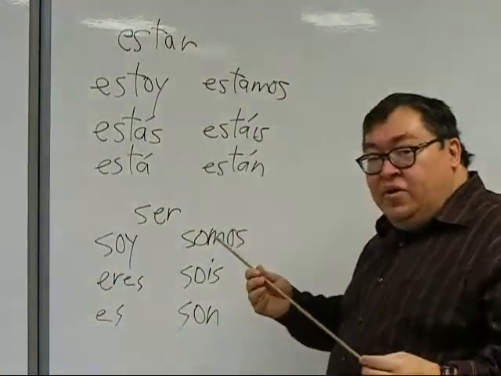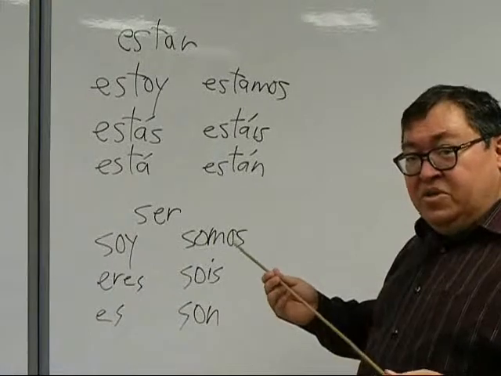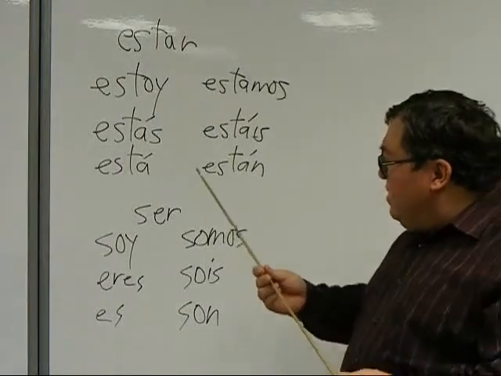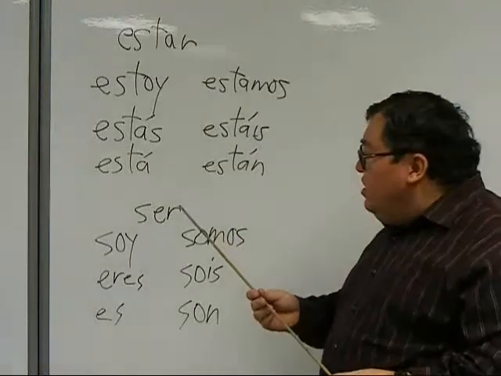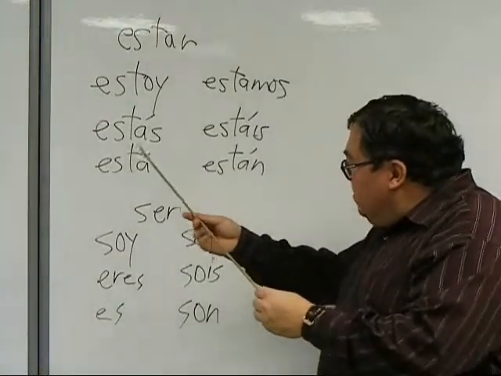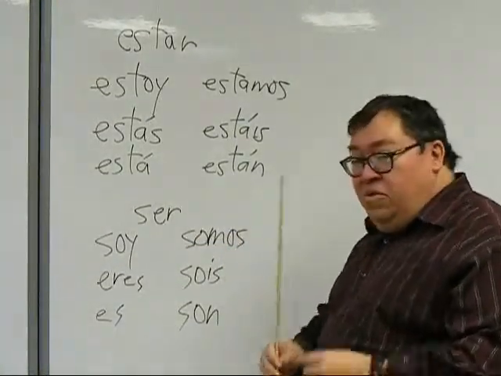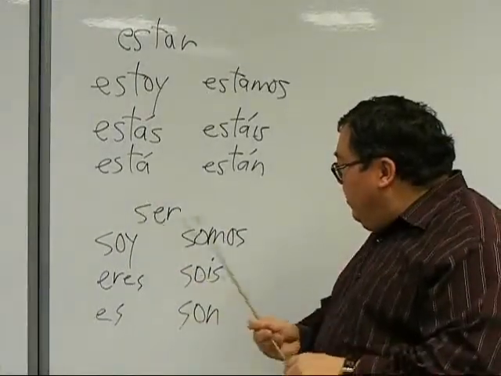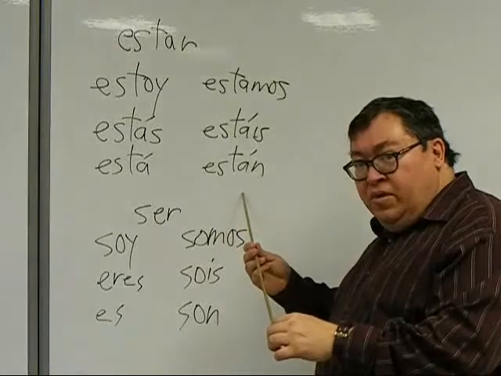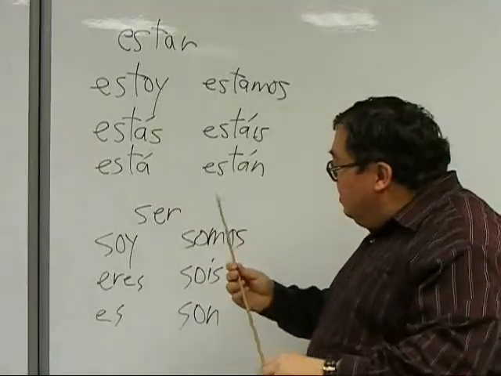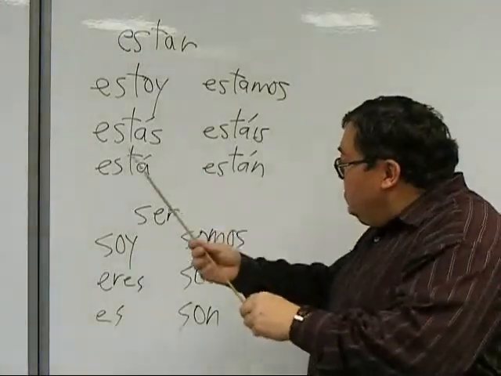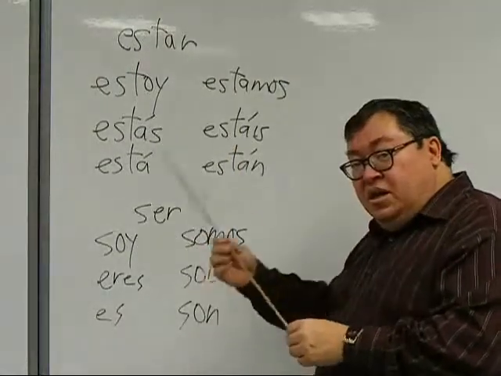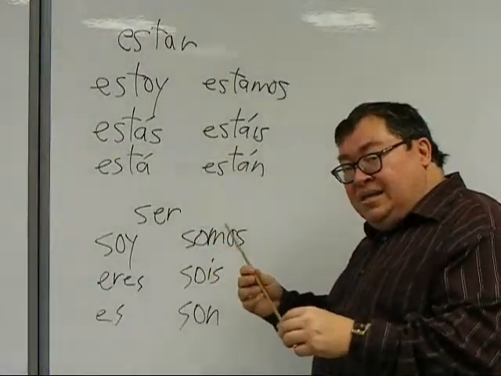It has a y in the yo form. So instead of esto, it's estoy. Now, one other thing that's weird about estar is it has accents. If I numbered the slots, slots 2, 3, and 6 would be where you find the extra accent. The tú form, the él, ella, usted form, and the ellos, ellas, ustedes form. Those three. And you see the accents there. Okay. Now, those are the conjugations for estar. Estoy, estás, está, estamos, estáis, están.